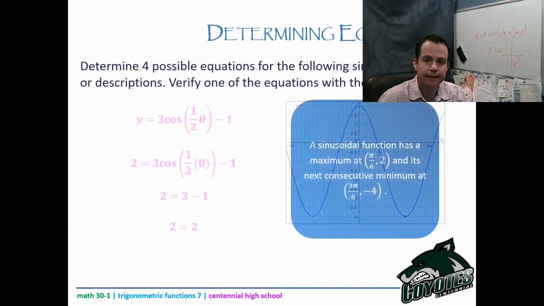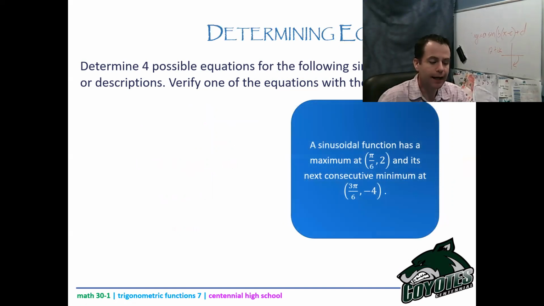Okay, and then in the last example, I've taken out, you have determined the C value there. I actually want to see if you can do all 4, because I thought that'd be more fun. A sinusoidal function has a maximum at (pi over 6, 2), and its next consecutive minimum at 3 pi over 6. So what I would do right away is just draw a picture of that.